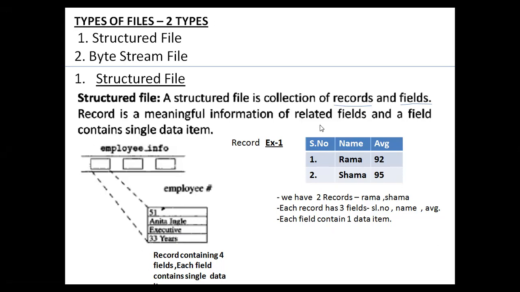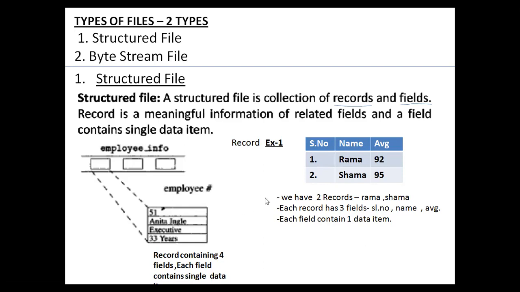For your better understanding, another example was also discussed, where the IM marks of the students can be maintained as a file. The file has a collection of records, and according to this example, we can find two records: one record is of student Rama and the second record is of student Shama. Each record has various fields. The three fields available are serial number, name, and the average marks obtained by the student, where each and every field contains one single data item. This example was discussed in the last class.